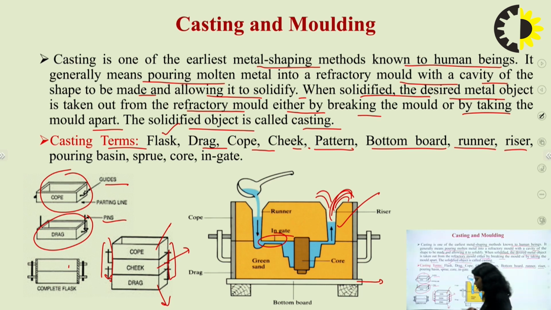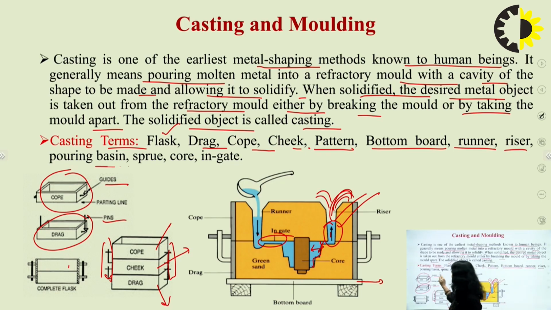And as we know, during solidification the metal will undergo shrinkage. This riser is designed in such a way that the molten metal in the riser will solidify last. So during solidification there will be directional solidification, from the wall to the center of the cavity. If contraction takes place, it will be compensated with the help of the molten metal present in the riser. So this is the function of the riser.